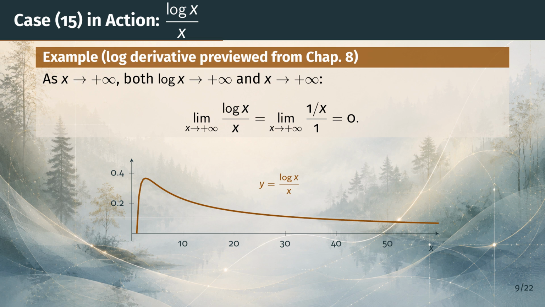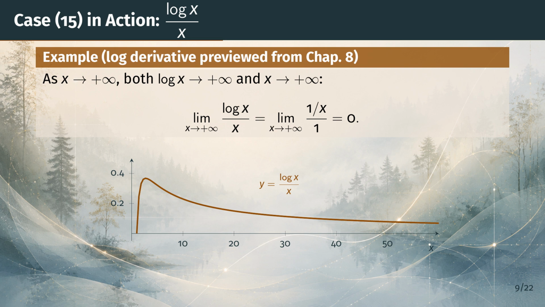The amber curve on the slide tells the same story. It climbs to a small hump near the left, and then decays steadily back toward the horizontal axis, showing that x eventually outruns the logarithm. This is the precise sense in which logarithmic growth is slower than linear growth. And notice, in keeping with case 15, we only needed the denominator to blow up. We placed no condition on the numerator.